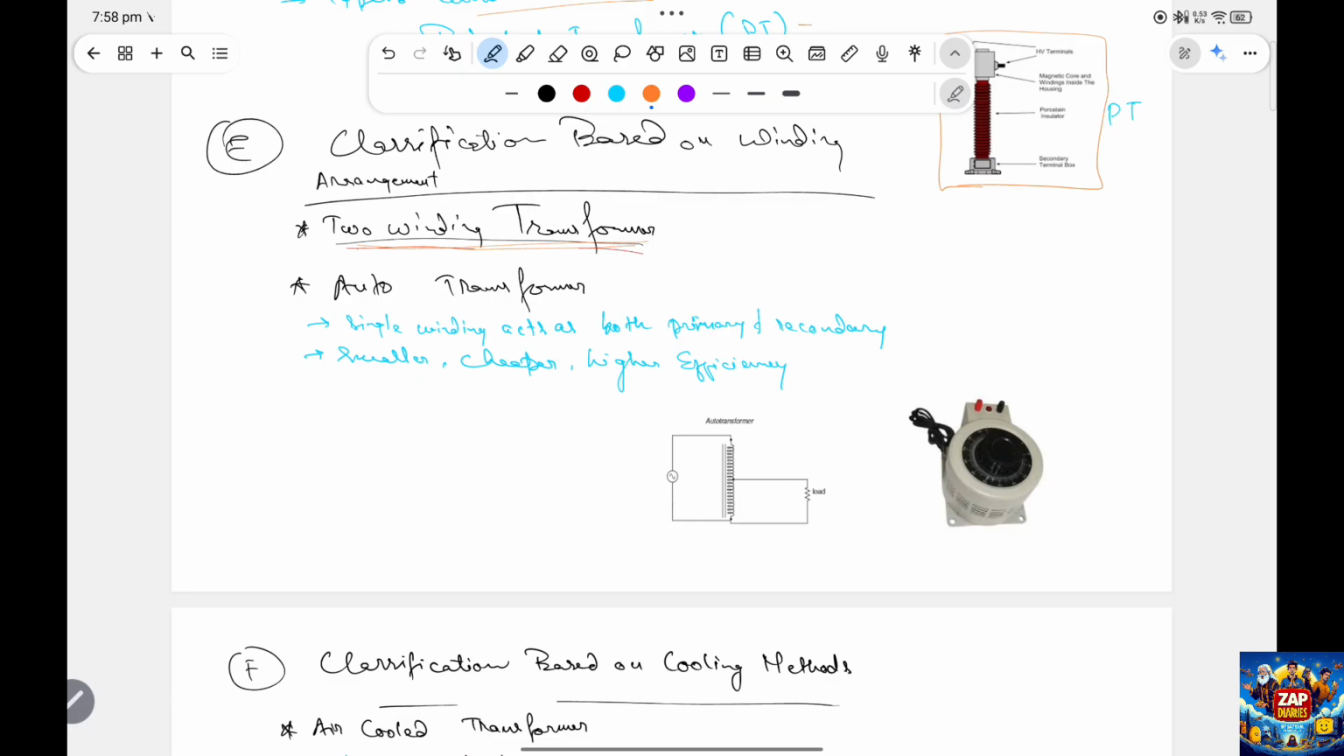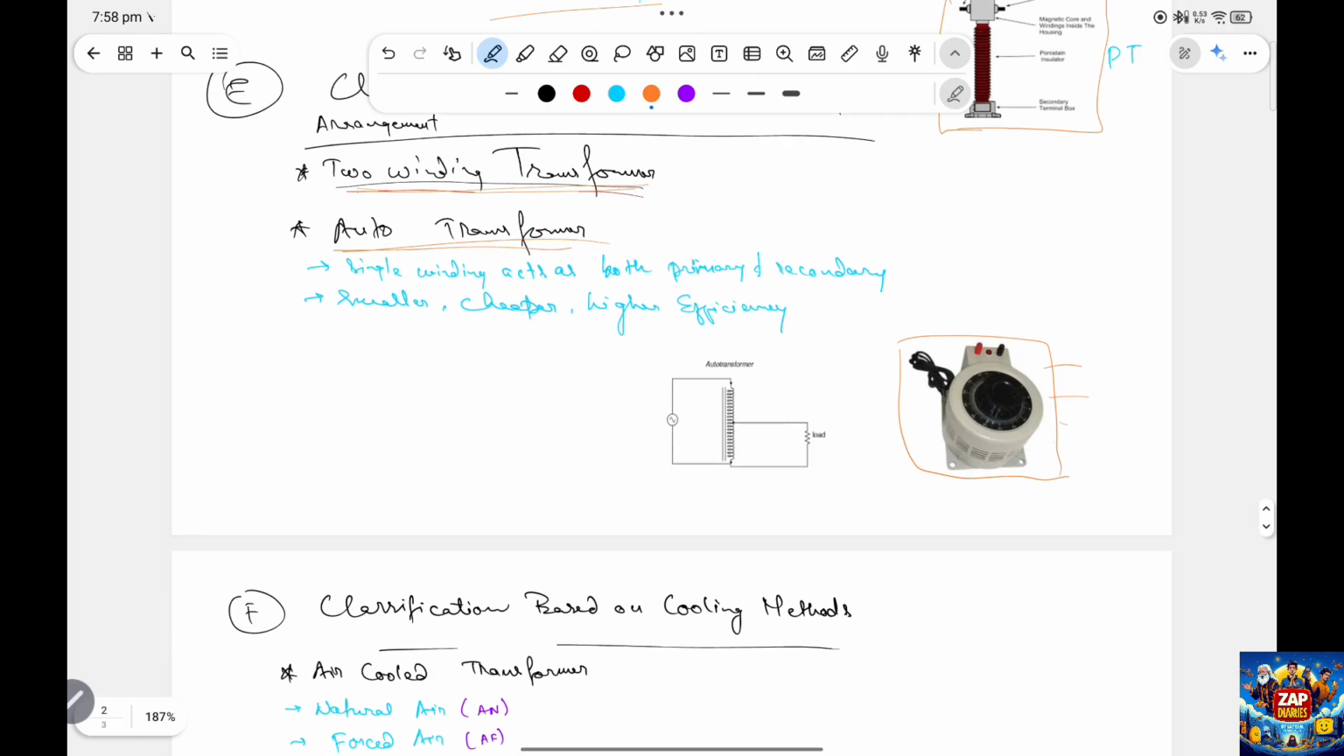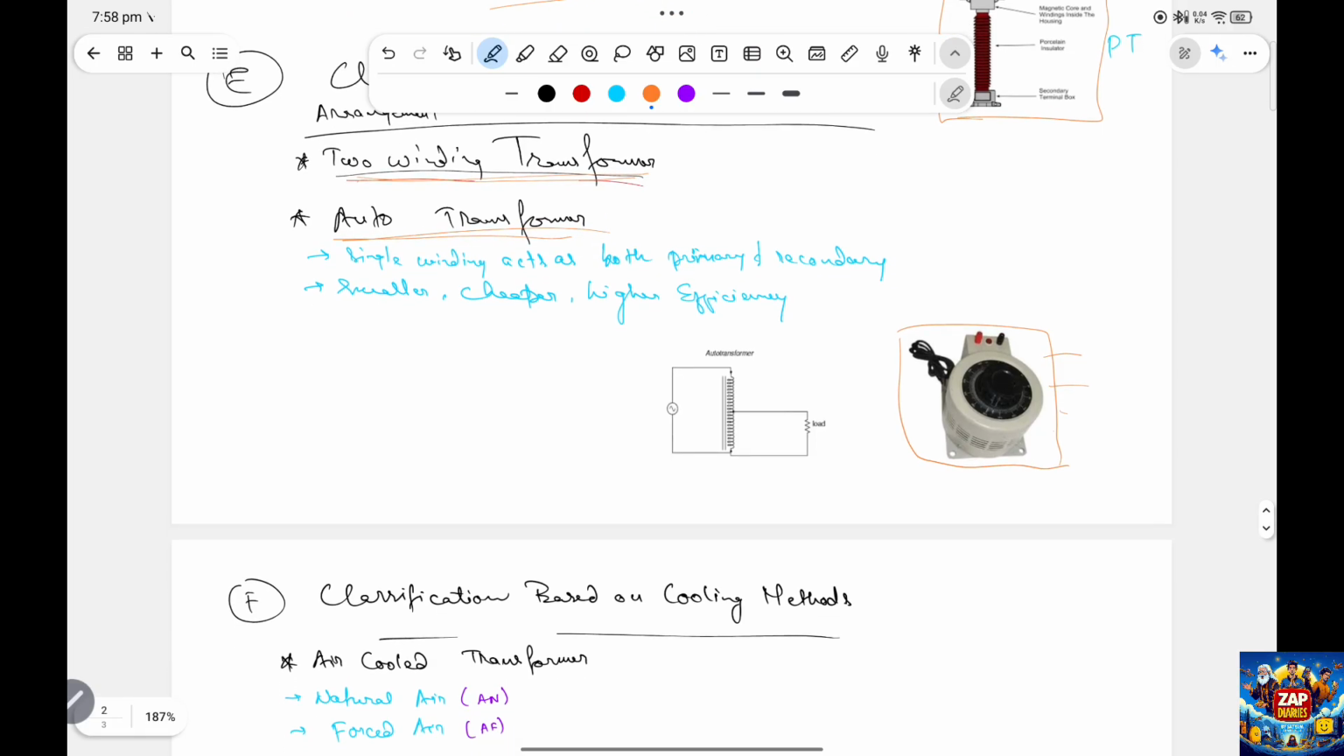All these transformers are two winding, the most common type of transformer. Then we have the auto transformer. This is the one we use as a variable voltage source in our laboratories, and this thing looks like this. You might have seen it in your physics lab or your power system lab. So this is an auto transformer. This comes in various shapes and sizes, even from various brands.